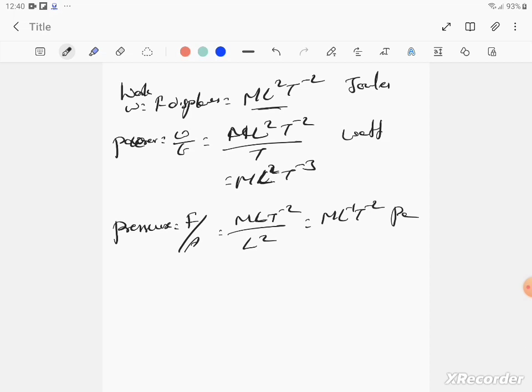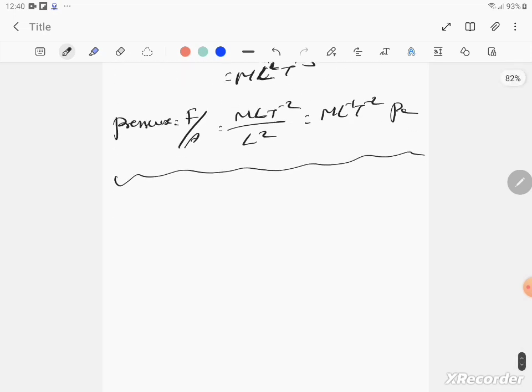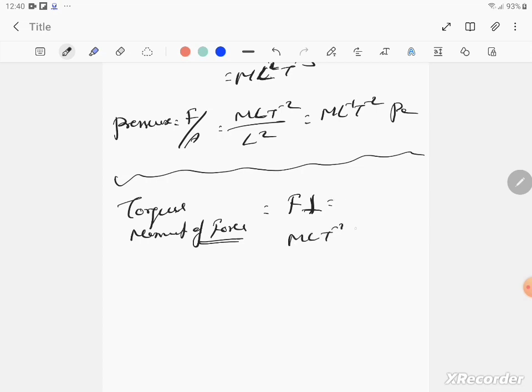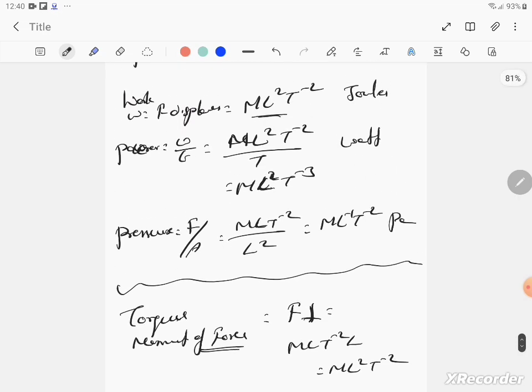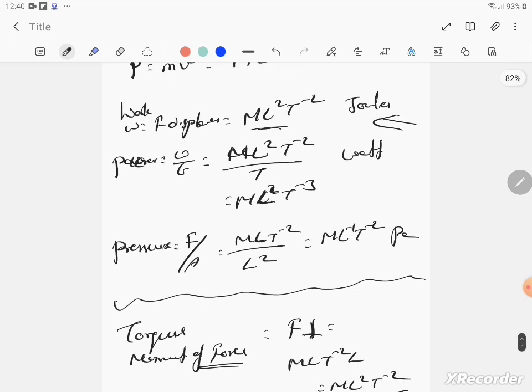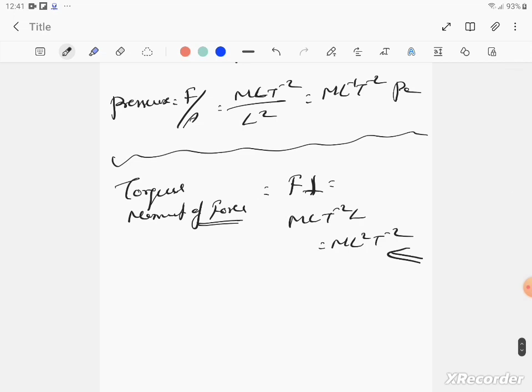And next, let me talk to you about some rotational motion. In rotational motion, you should know that there's something called torque. Torque is also known as moment of force, that is, force in a rotational motion, which is force into perpendicular distance. So force is MLT to the power minus 2 into distance L, so it's ML square T to the power minus 2. Recalling, work done also had the same dimensions. So work and torque are two physical quantities which have the same dimension. Torque is a force in a rotational motion, as you know.